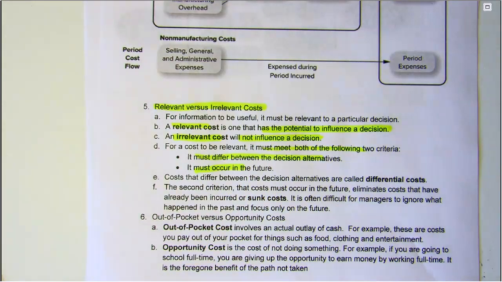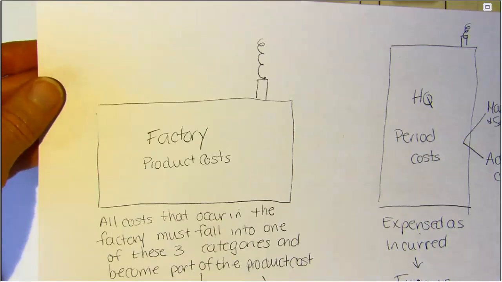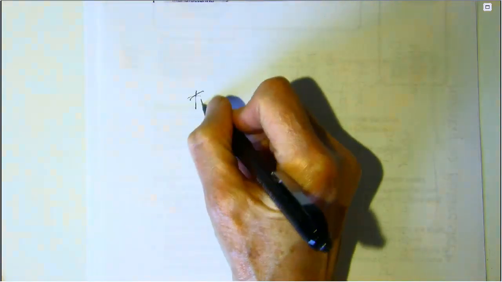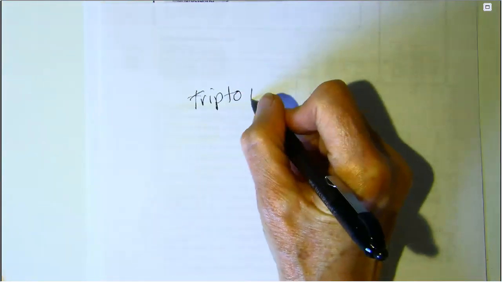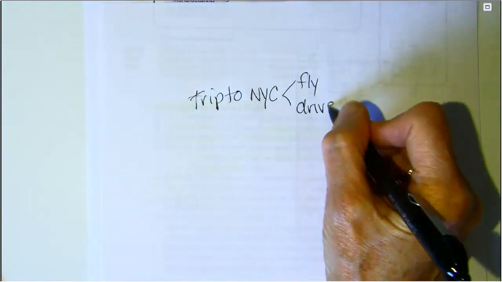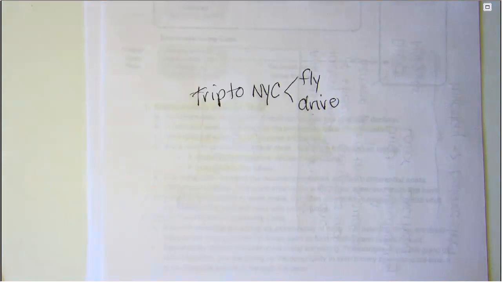So let's think of an example here. I'm going to flip over my little chart and let's talk about a trip. Let's say we're taking a trip to New York City, and you're trying to decide whether you're going to fly or drive. And to make the decision, you're going to be considering different types of costs, whether they're relevant or irrelevant to the decision. I'll put R for relevant and I for irrelevant.